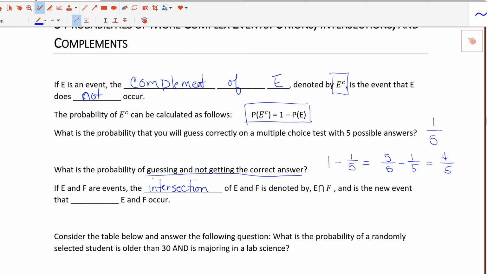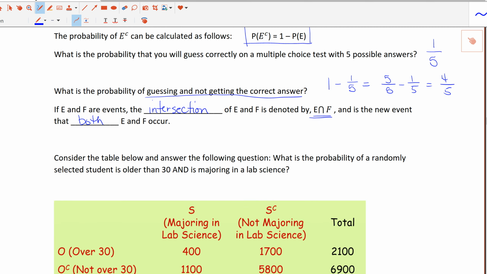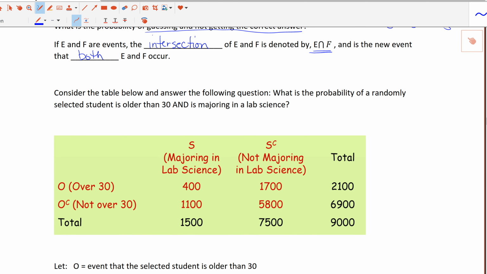The intersection of E and F is denoted like this. That is almost like an upside down capital, or like a curvy capital A without the line. And it's also sometimes pronounced as and, E and F, because we want both of those things to happen. It is the event that both E and F occur. E intersect F. So let's consider this table below and answer the following question.